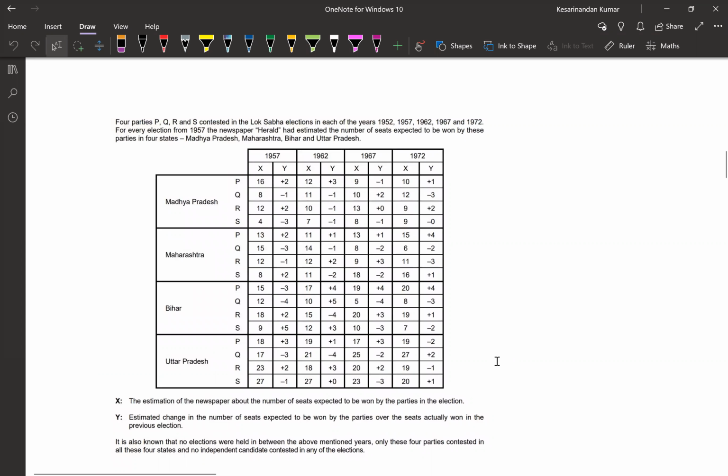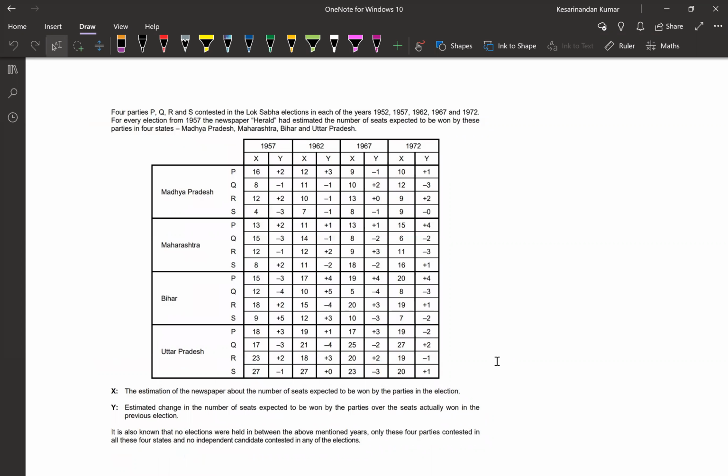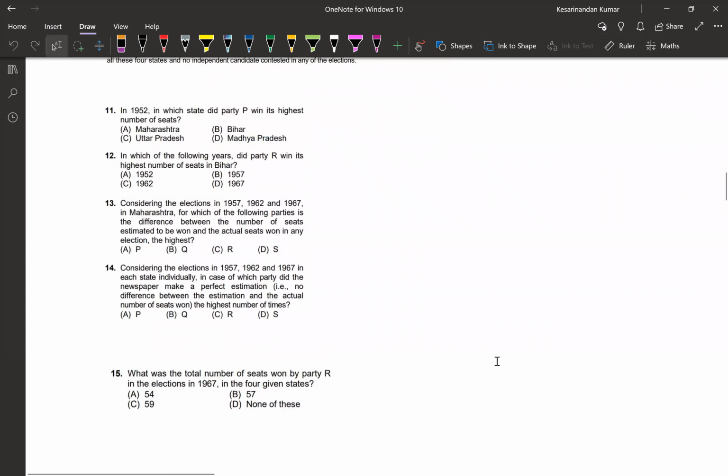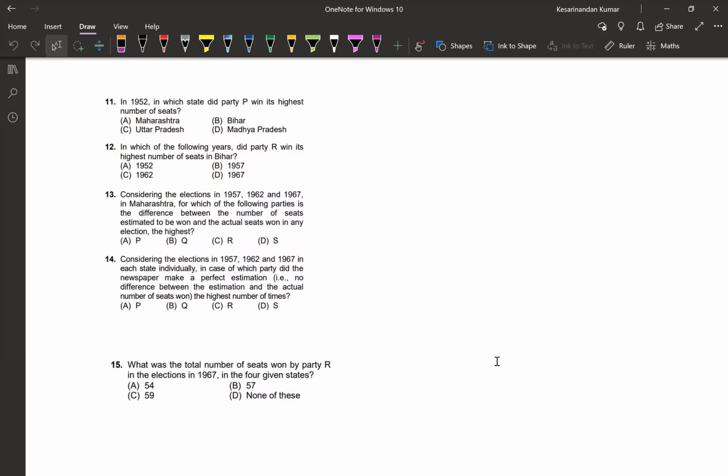How did you solve it? Okay, take a screenshot, then we'll move to the questions. You might take some time, that's why this is a homework question. These are the questions. I'll tell you the answers shortly. Done? Okay, so note down the answers.